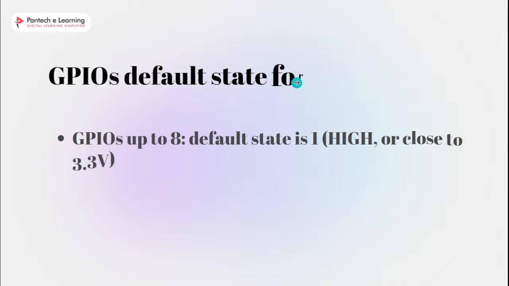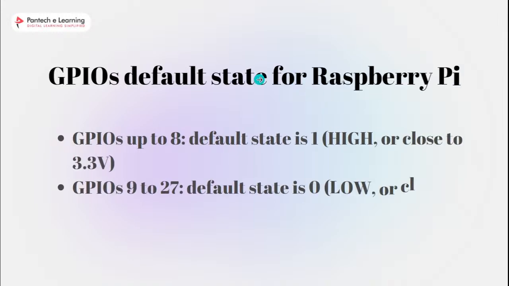Okay, now see the GPIOs' default state for Raspberry Pi, provided that you have followed these steps and not done any of those things. GPIOs 0 to 8 will have the default state of 1, I mean high, which is very close to 3.3 volts. And GPIO 9 to GPIO 27 will have the default state of 0, which means low, which is nothing but 0 volts.